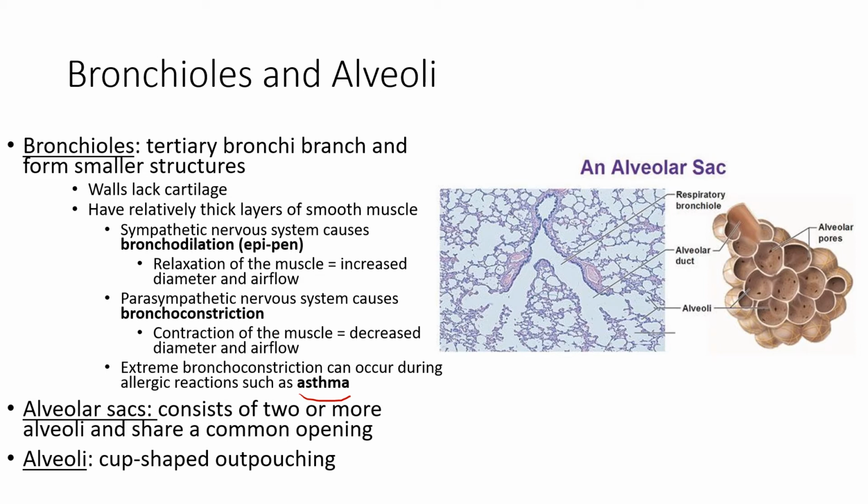So from the bronchioles, we are going to enter into the alveolar sacs. These are going to consist of 2 or more alveoli and share a common opening. So like this guy right up here. So this is an alveolar sac made of plenty more than 2 alveoli. And if you remember me saying this before, they kind of look like a cluster of grapes. But do keep in mind that these little grapes individually, they are hollow. There's nothing inside of them.